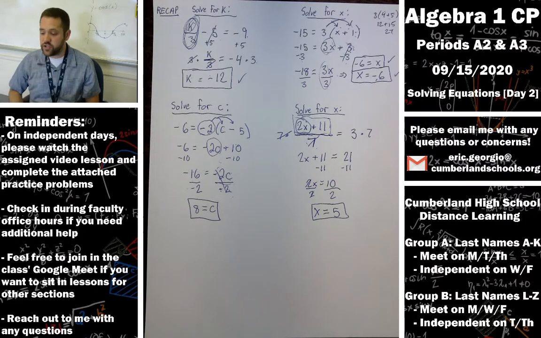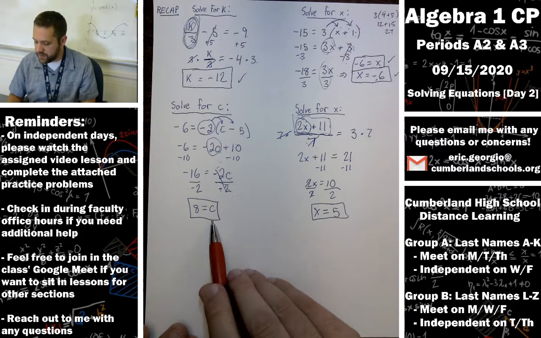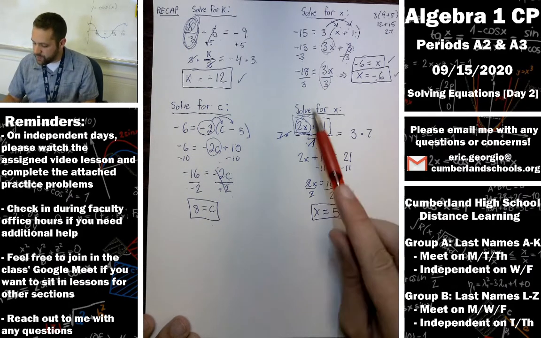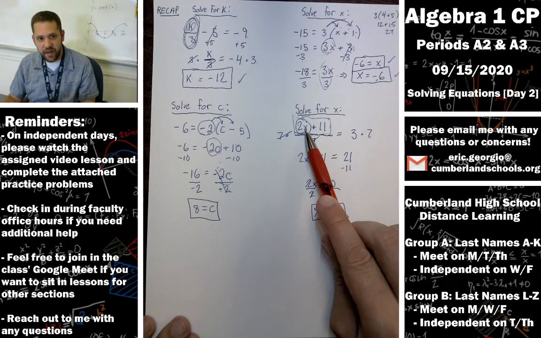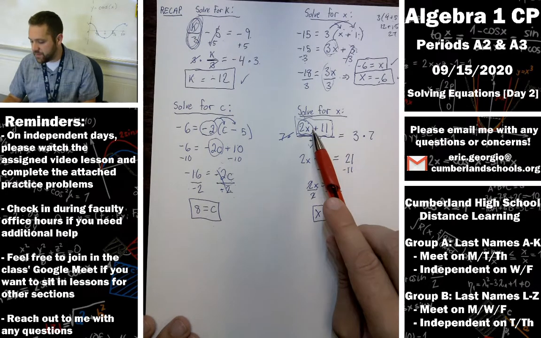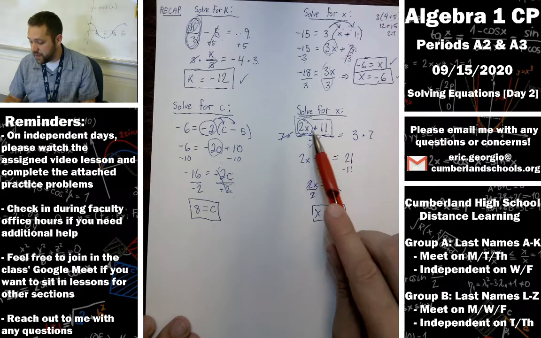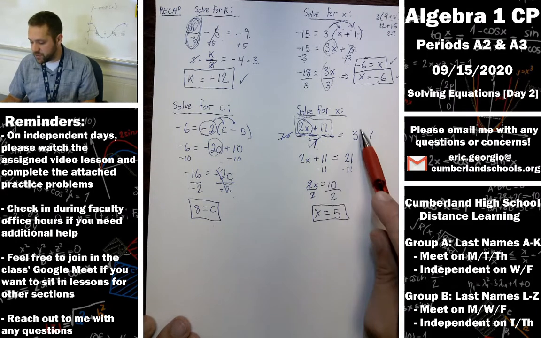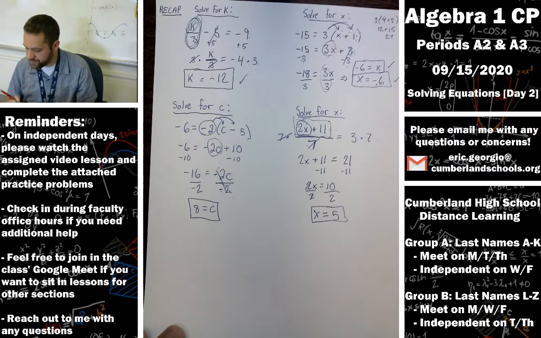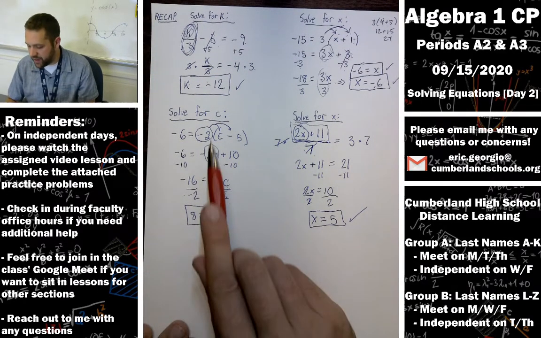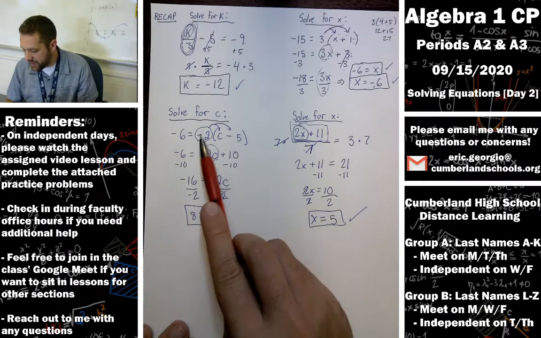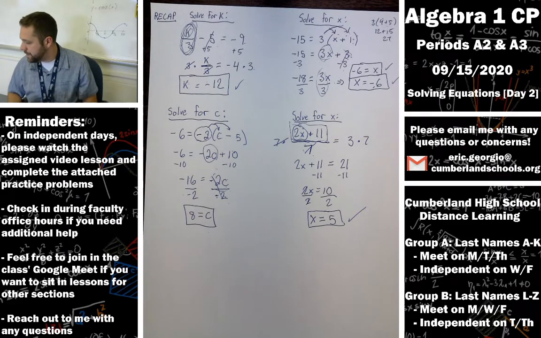Once again, if you want to check just to make sure that this works, we can take 5 and plug it in. Order of operations, multiply. 2 times 5 is 10. Add the 11. 10 plus 11 is 21. And divide by 7, you'll get the original 3 that you started out with. Over here, in this previous problem, if I take the 8 and plug it in, we get 8 minus 5 is 3. Negative 2 times 3 is negative 6.